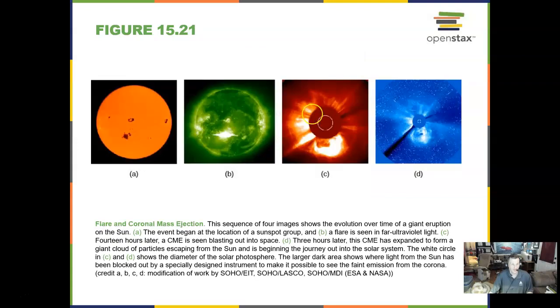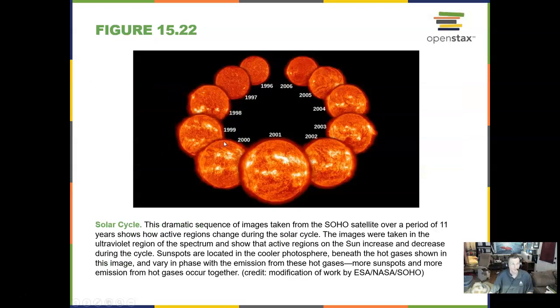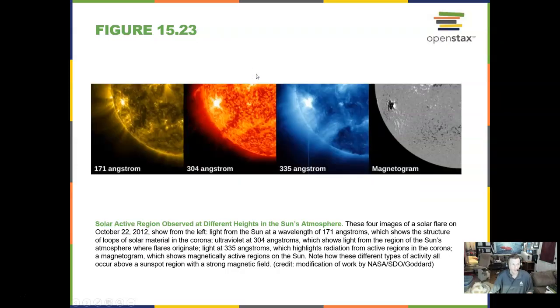We can have flares and coronal mass ejections, and we see those in these four images. Again, the solar cycle is about 11 years, and we can see here the Sun being not active in 1996. It gets active by 2001, and then quiets down by 2006 again, and the cycle repeats. We can look at different wavelengths of the Sun with our telescopes, and different wavelengths reveal different amounts of energy and interaction.